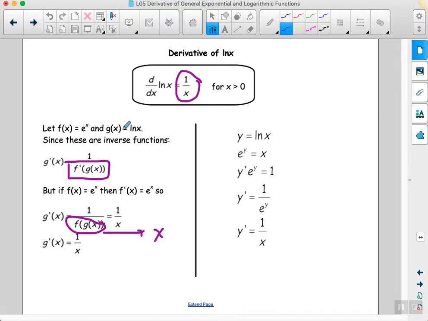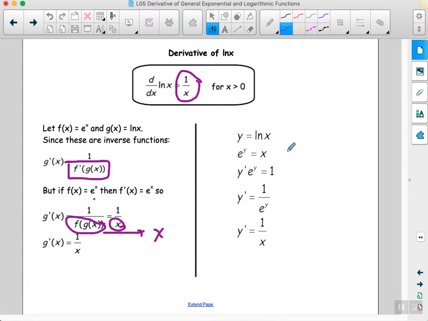And again, I'm just going to repeat. We're making use of this formula, g prime of x equals 1 over f prime of g of x. But because this is e to the x, and e to the x is the only function whose derivative is equal to itself, if you took the derivative of e to the x a million times, you'd still be at e to the x, we can, instead of writing f prime, just write f. And now I have a composition of a function with its inverse, and that result will always be x.